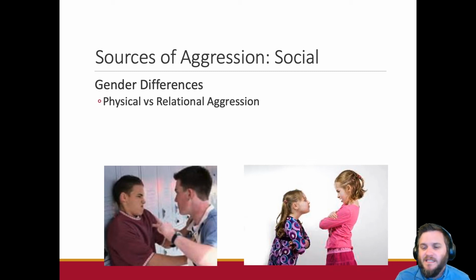Although males were consistently higher than females within a culture, females from some countries had higher levels of aggression than males from different countries. So Australia versus Korea. Okay. So the females in Australia had higher levels of aggression than males in Korea. Okay. So cross-culturally, these are issues, right? So is this nature or nurture?